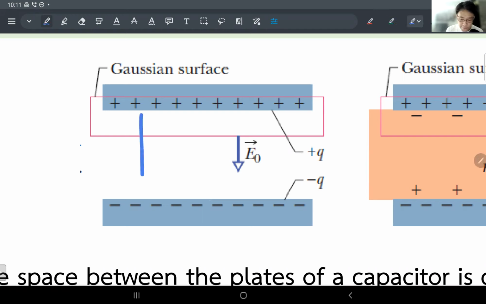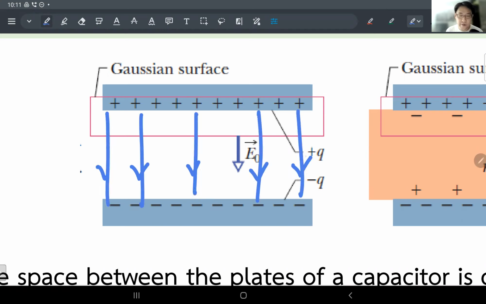So that's no big deal. That's what we did last time. When you use Gauss's law to calculate those fields, you get the field to calculate the potential difference. Once you have the potential difference, then you just put it into your formula and calculate the capacitance. Okay, so far so good. So that one is fine.